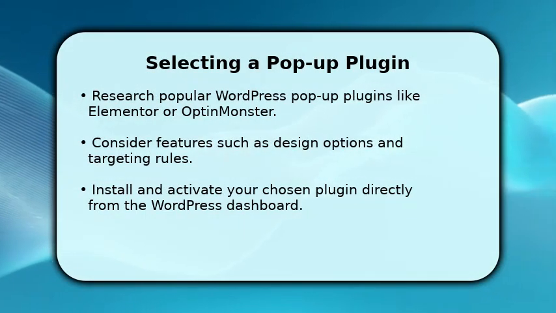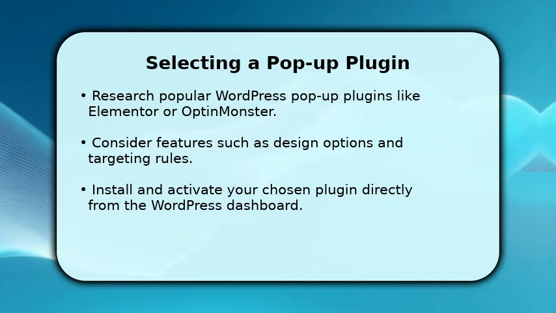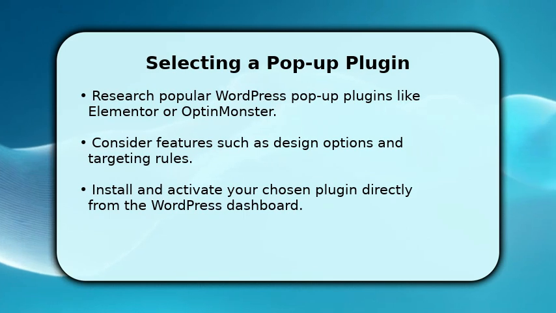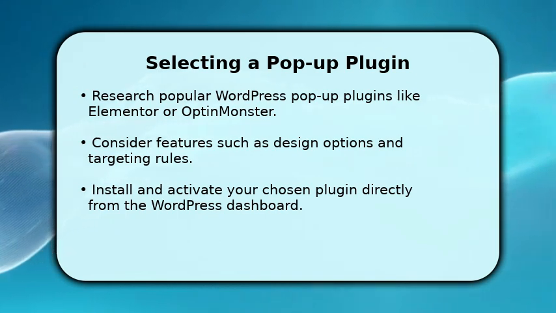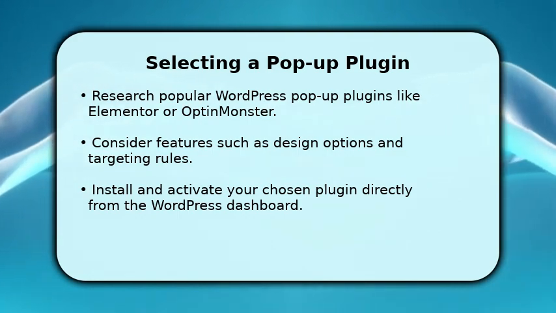Next, let's choose the best pop-up plugin for your needs. Options like Elementor Pro, Opt-in Monster, or Bloom offer diverse features. Look for user-friendly interfaces, robust design capabilities, and advanced targeting. Once you've made your selection, simply install and activate the plugin through your WordPress dashboard to begin the setup process.